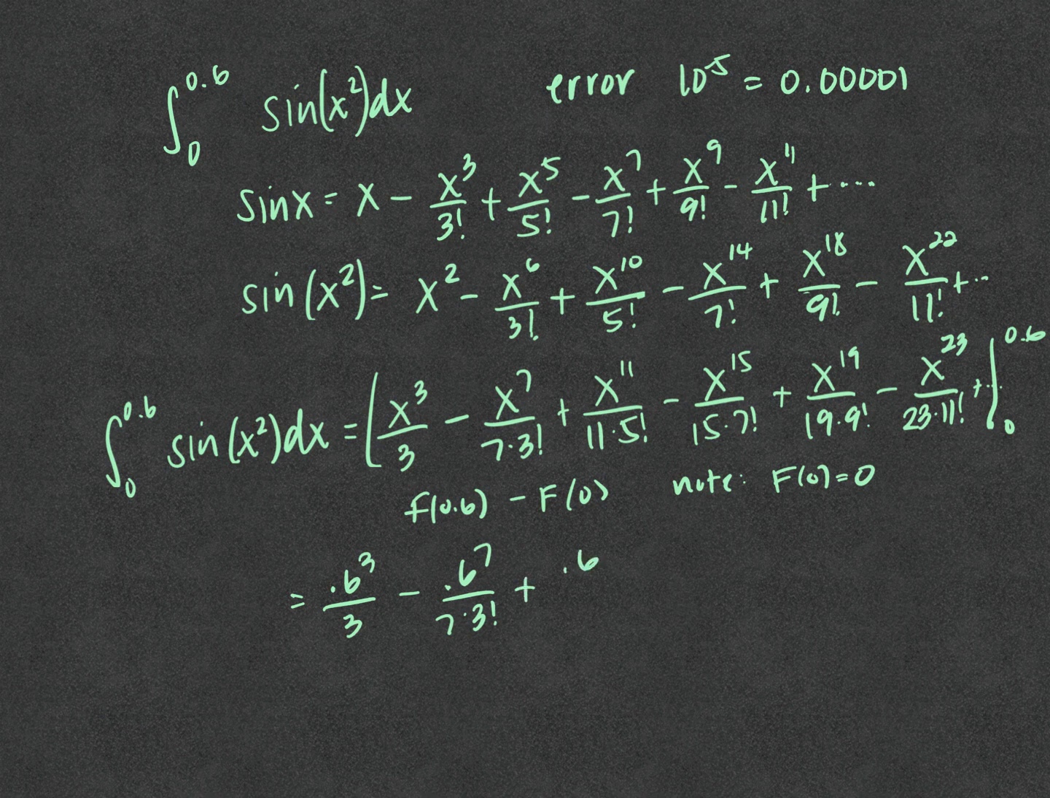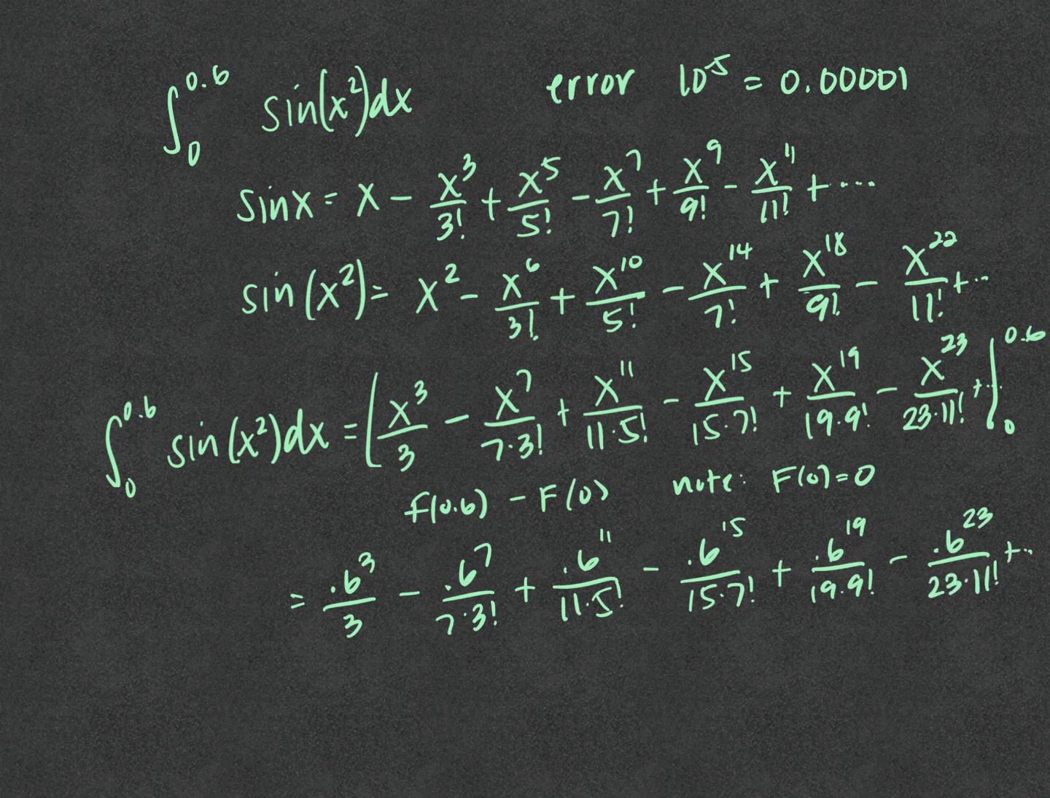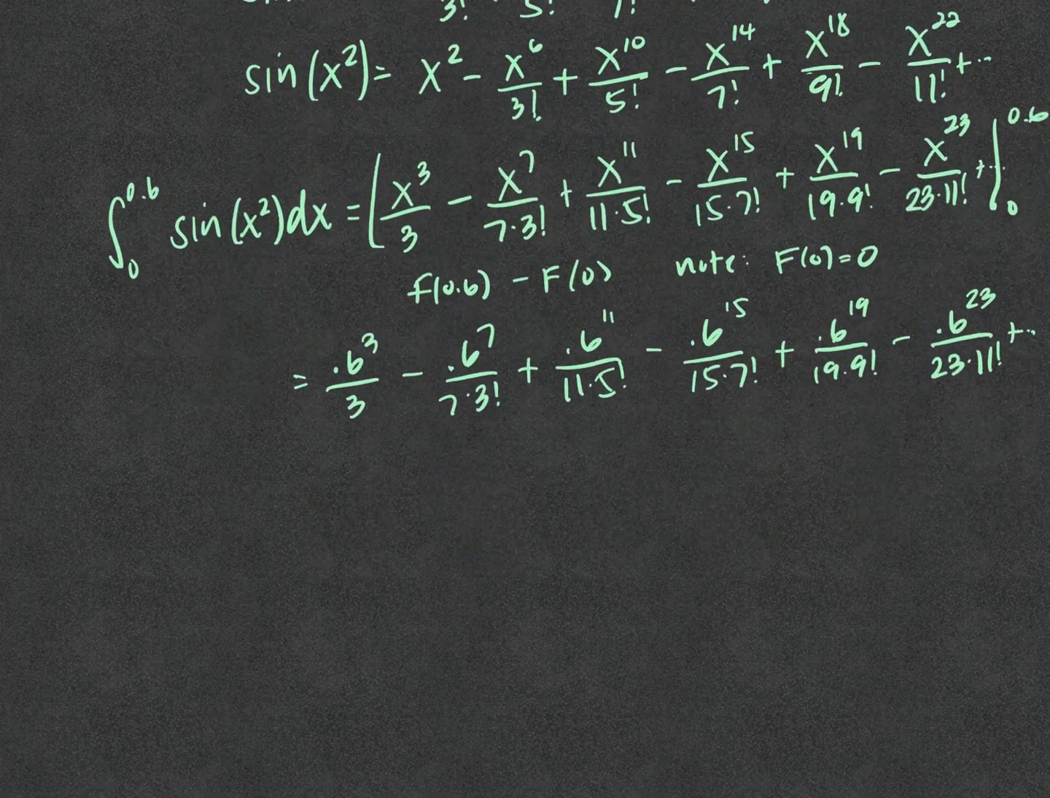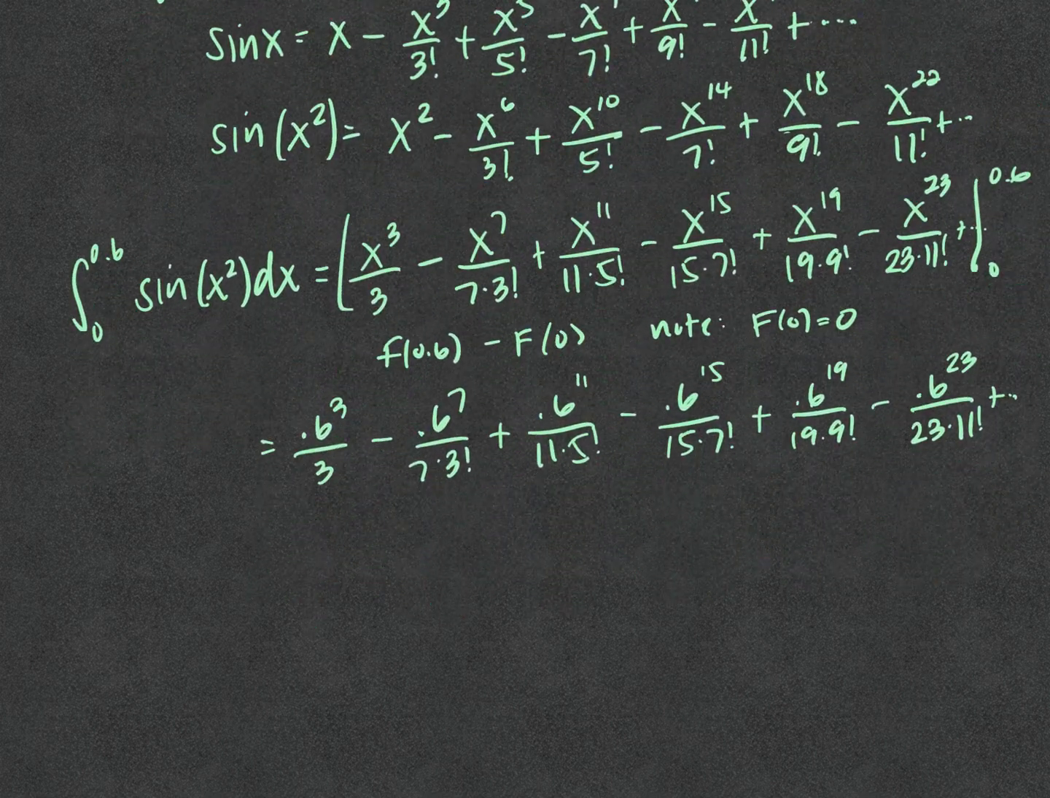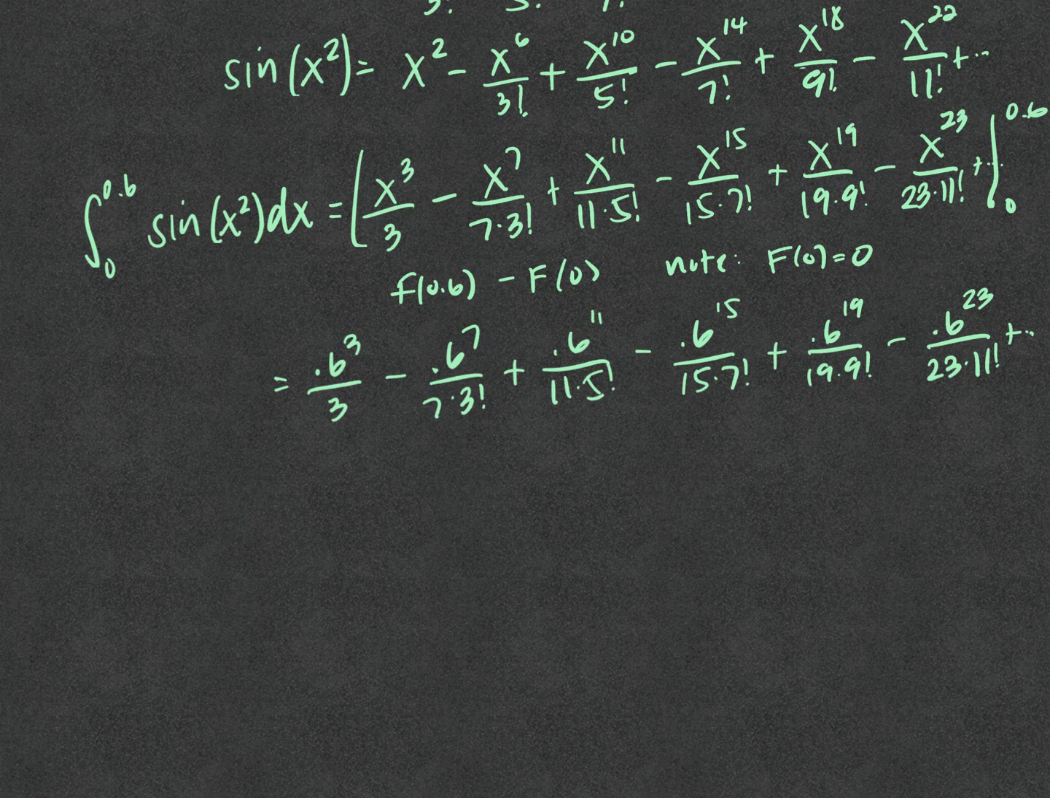plus 0.6 to the 11th over 11 times 5 factorial minus 0.6 to the 15th over 15 times 7 factorial plus 0.6 to the 19th over 19 times 9 factorial minus 0.6 to the 23rd over 23 times 11 factorial plus dot, dot, dot. We could add them in if we need to, but I really don't think we are. Remember, our error is 10 to the minus 5. So I'm going to write it here, our error is 10 to the minus 5. All right, so we've got to be within that error.